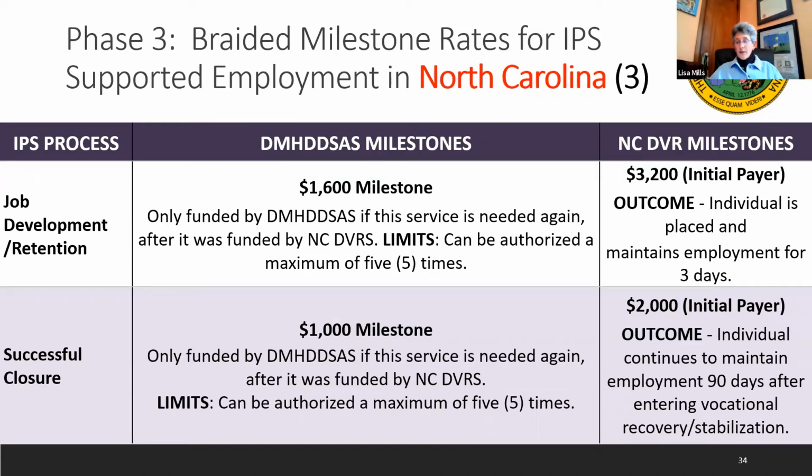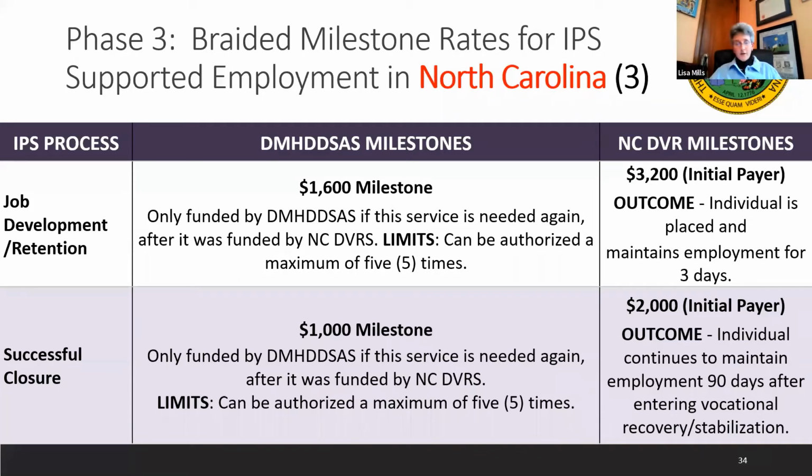You see here, the VR agency now becomes the primary and first payer for job development and retention. They pay an outcome payment of $3,200 after the person has maintained employment for 3 days. But you also see here that the behavioral health agency recognized that sometimes a person needs this service more than once. To maintain them in competitive integrated employment, job development and retention has to be authorized more than once. So the behavioral health agency said, if this is needed again, we will pay for that. It's a substantially lower rate because they're working with somebody they already know, but they are allowing that to be authorized up to a maximum of 5 times.